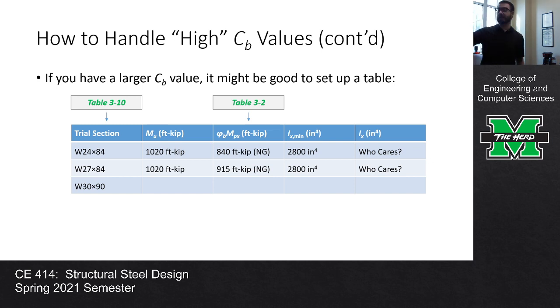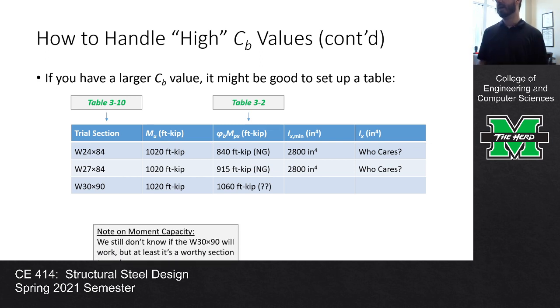And so then we say, okay, let's go to the next one. Next one is a W30x90. Again, it must withstand a moment of 1020 foot-kips, and its phi-MP is 1060. So now we have a section that's a viable candidate. Most likely what will happen is that because the CB is really high, the capacity is in fact probably 1060. But we won't know that until we go through the analysis. It's possible that the capacity still isn't good. Again, that's why you have to check. CB amplifies the capacity, but only up until MP. You just have to check to make sure.